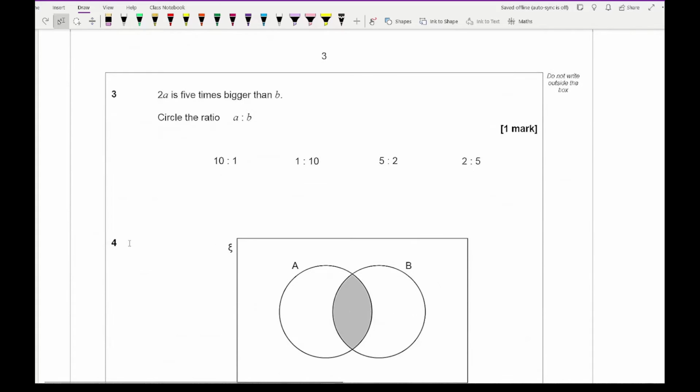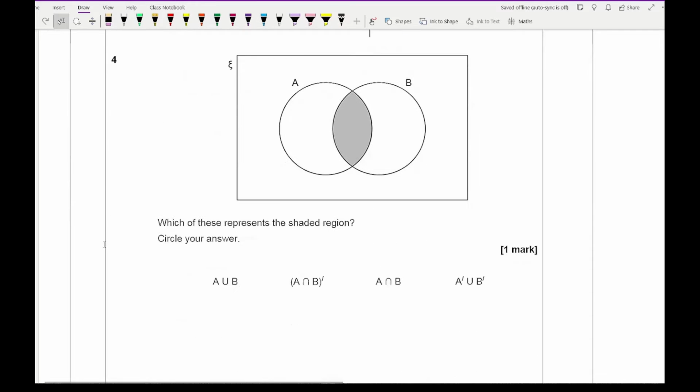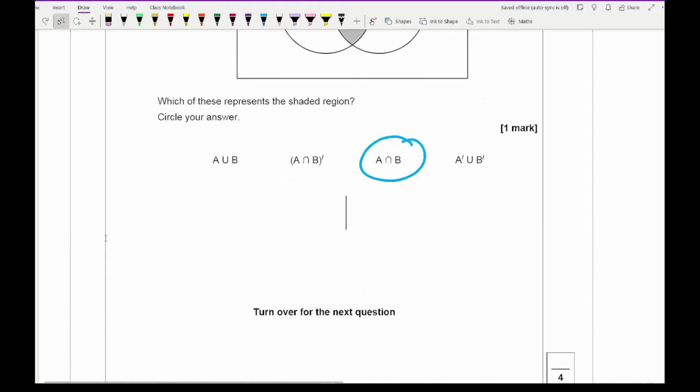For question 3, it says 2a is 5 times bigger than b. Circle the ratio of a to b. Now for this one, the correct answer is 5 to 2. And the reason for this is because you need 5 lots of a for it to be the equivalent of 2b. So that's why it's 5 to 2. For question 4, it says which of these represents the shaded area, and that's going to be A and B, which is the third option.